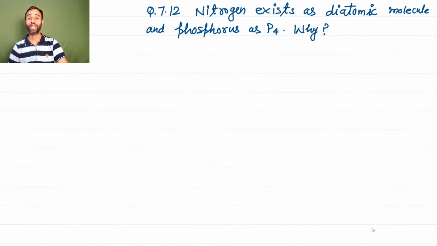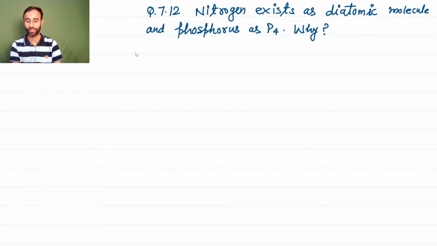Question number 12 is nitrogen exists as a diatomic molecule and phosphorus as P4. Why? Yes, can you tell me? Yes, beta. Nitrogen exists as diatomic molecule and phosphorus as P4.